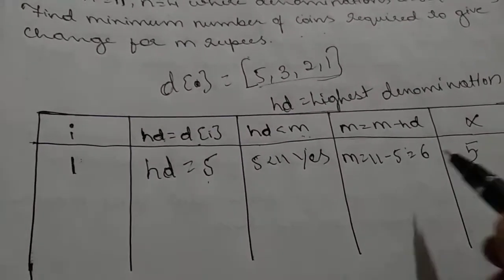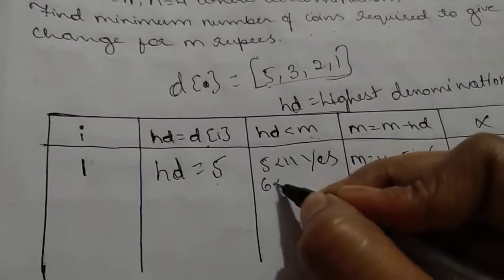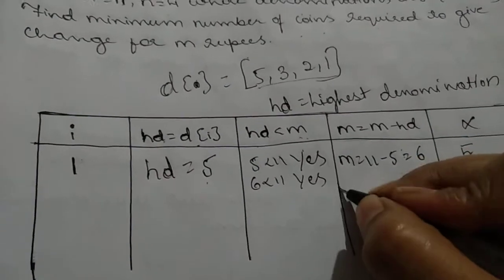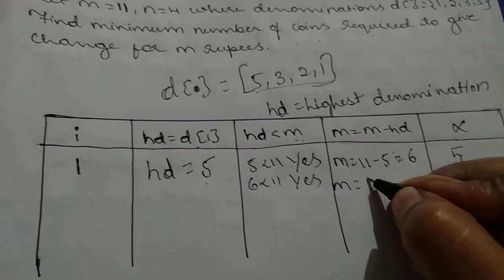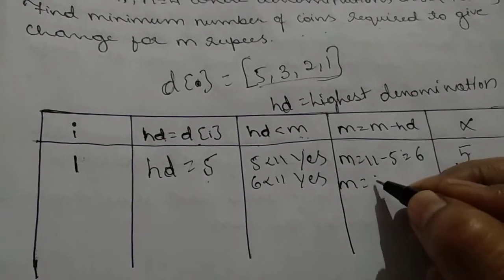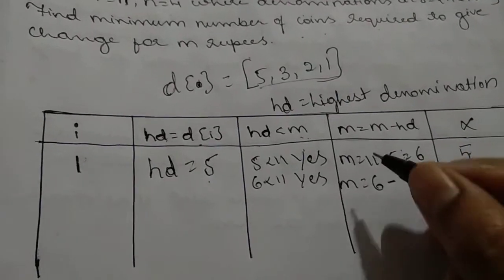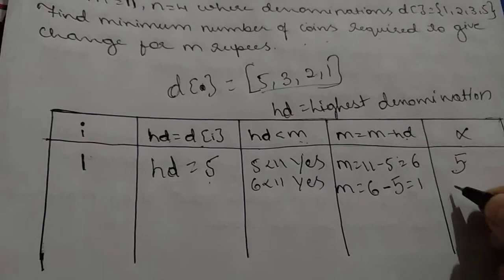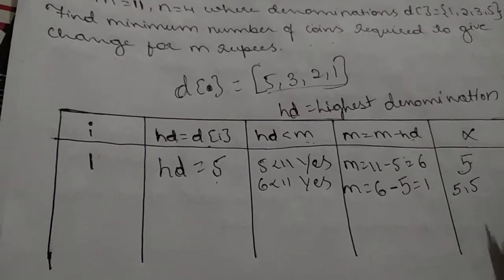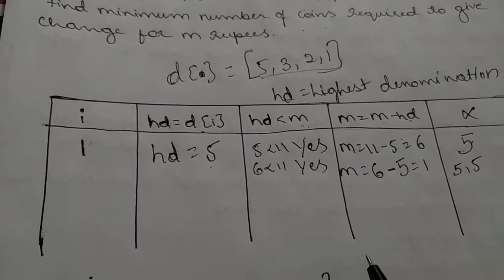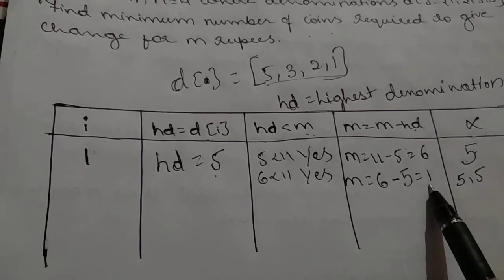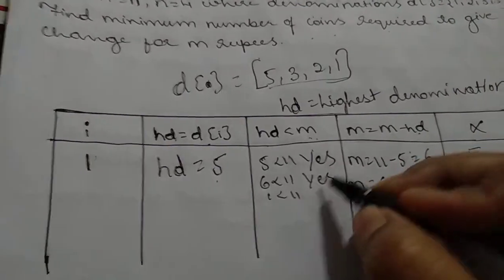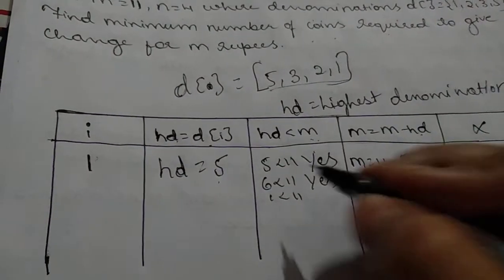Okay, now you check, is 6 less than 11? Yes, the condition is true. Now do m equals, what is the value of m now? 6 minus what? HD is 5, it is not changed. 6 minus 5 is 1. Again, one more time you add 5 over here. Next, what is the number? 1. Is 1 less than 11? No, the condition is false.